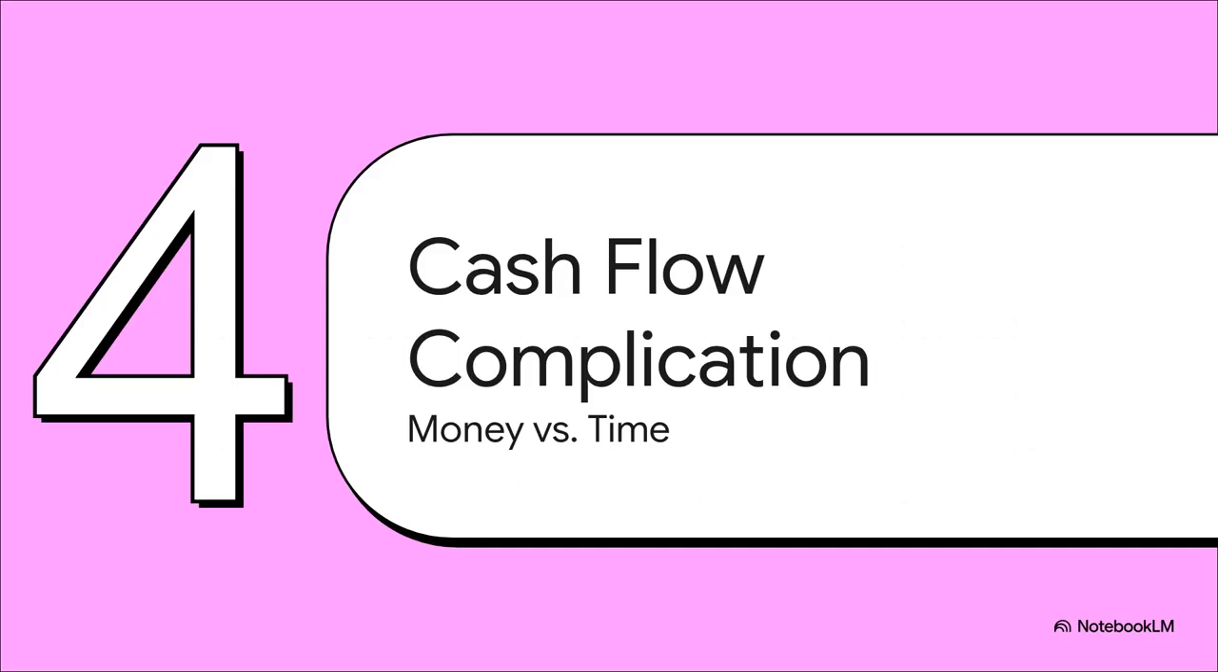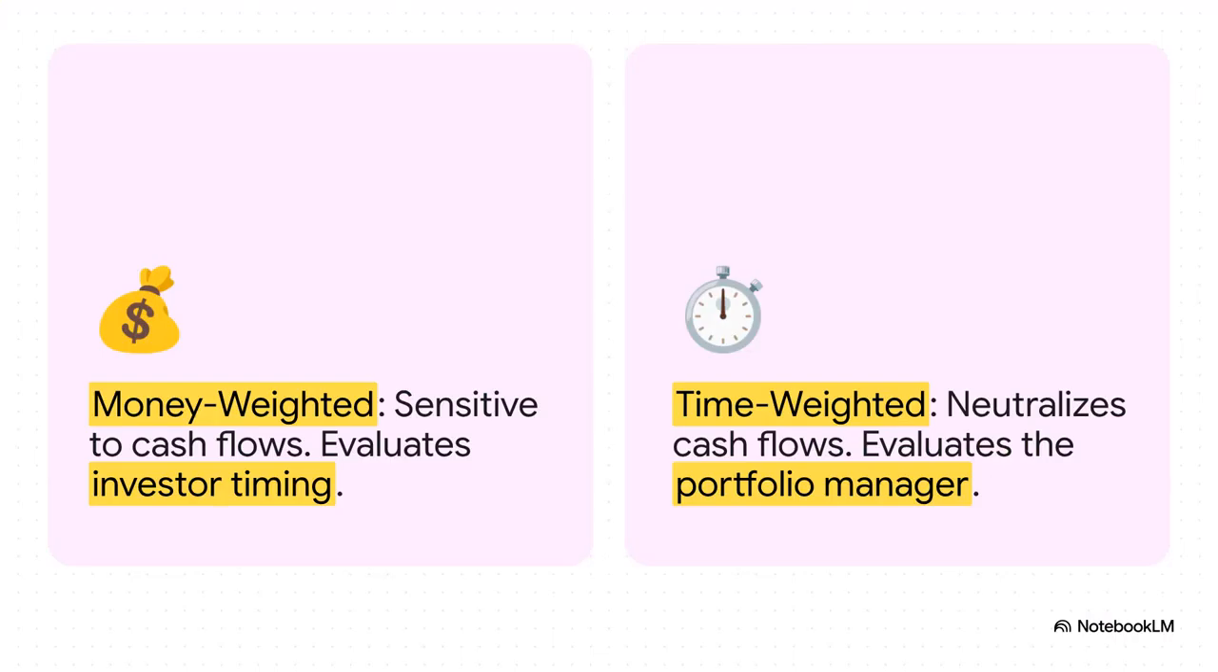Okay, Section 4, the cash flow complication, money versus time. Because in the real world, investors don't just buy an asset and sit on their hands. They constantly deposit new funds and withdraw cash. This splits the world of returns into 2 distinct camps, the money-weighted return on one side and the time-weighted return on the other. If you want to know how the investor's specific deposit timing affected their total wealth, you use money-weighted. But if you want to judge the underlying fund manager's actual skill at picking investments, you must use time-weighted. The manager can't control when the client deposits or withdraws their cash, right?